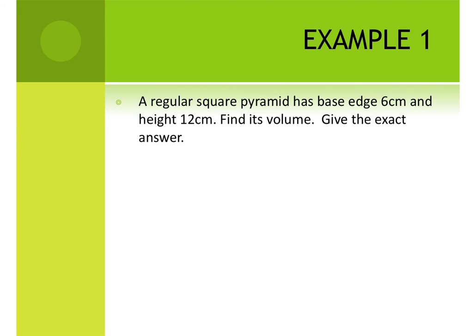Okay, let's do an example. A regular square pyramid has base edge 6 centimeters and a height of 12 centimeters. Find its volume and give the exact answer, okay? So there's some very specific stuff that's given in this problem. A regular square pyramid. What does that mean? Christian? All the edges are the same. Very good. What else does that mean? What shape is my base? A square, okay? So let's just draw a square.